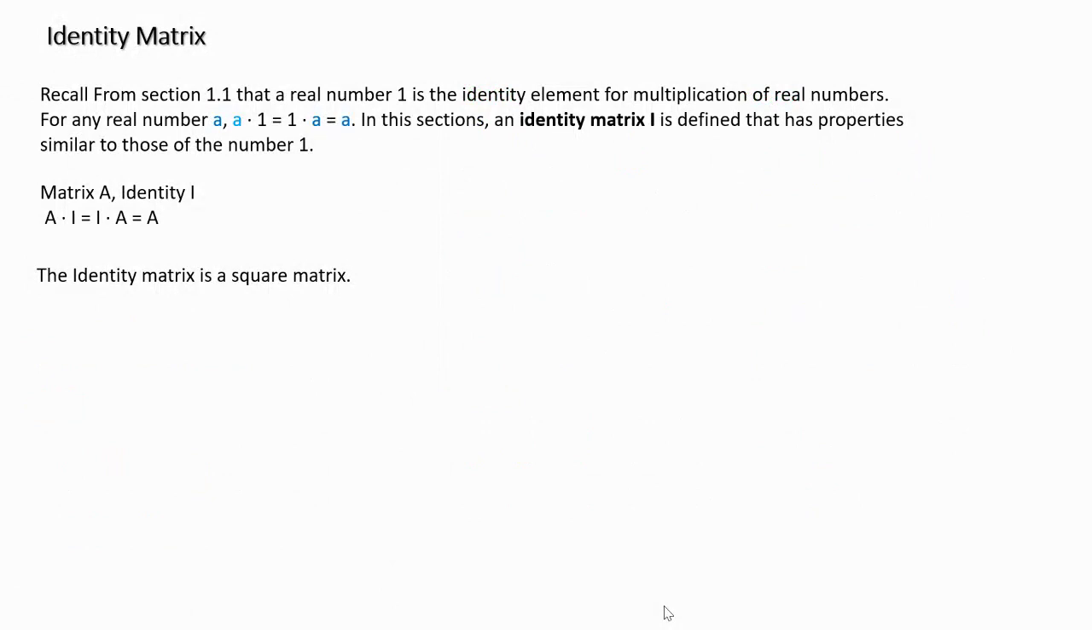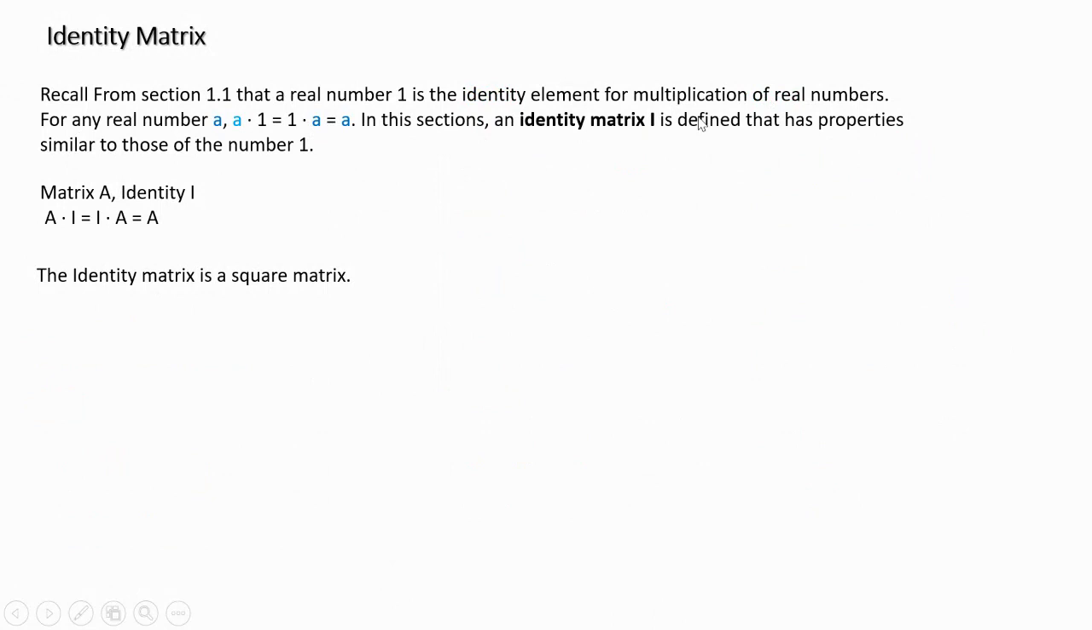This is called the identity matrix. Now recall from section 1.1 that the real number 1 is the identity element for multiplication of real numbers. For example, for any real number A, A times 1 or 1 times A will always give you A. For example, what's 3 times 1? The answer is 3. What's 1 times 3? The answer is 3. So 1 is considered the identity element for multiplication in real numbers.